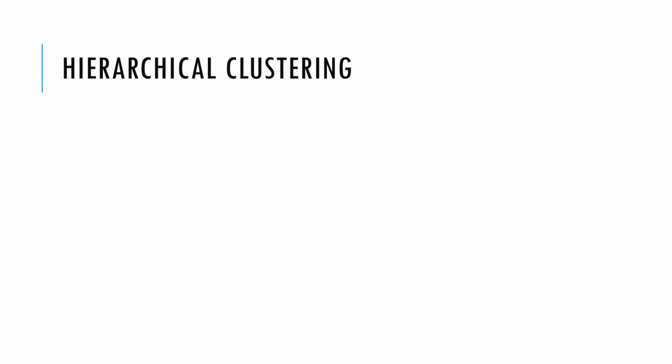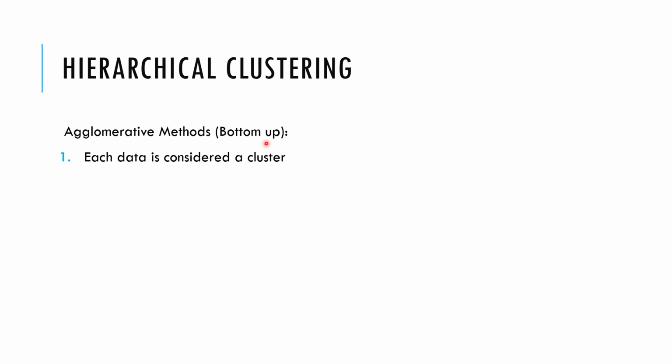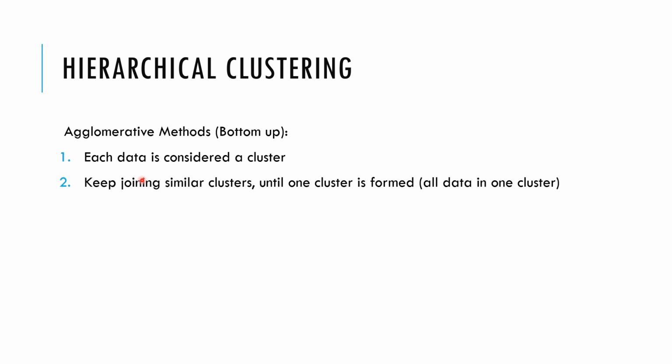So now let's look at hierarchical clustering. There are two methods, as we saw. The first one is the agglomerative method. It is a bottom-up approach, and it has very simple steps. Initially it considers each data point as a single cluster. Then it keeps joining two clusters based on similarities until we reach a point where all the data points have come under one cluster. That is why it is called a bottom-up approach.